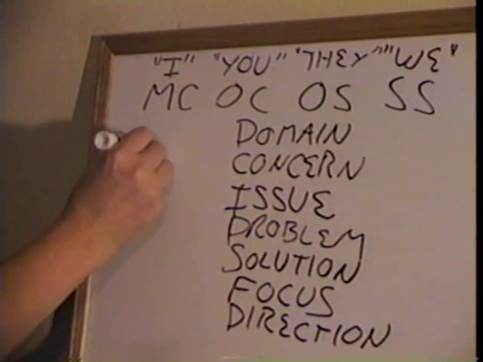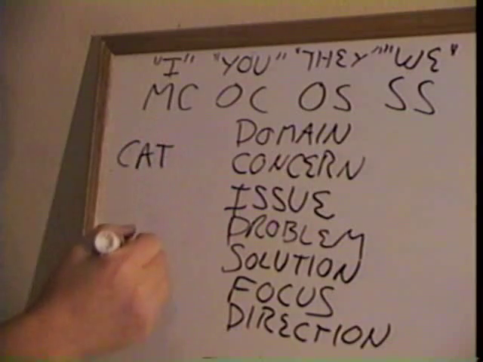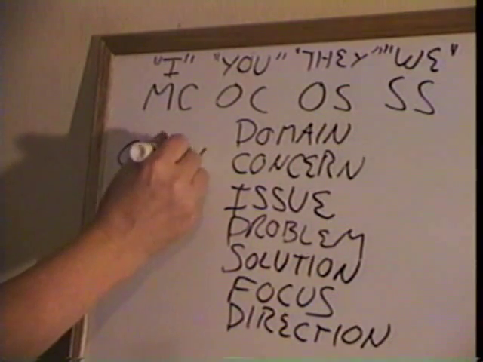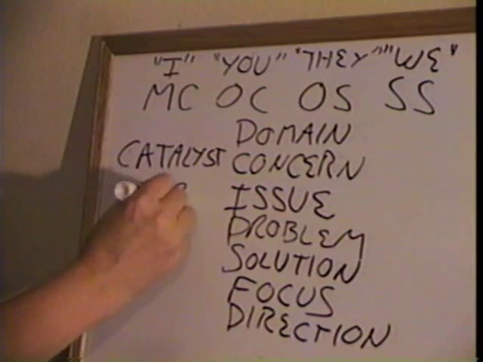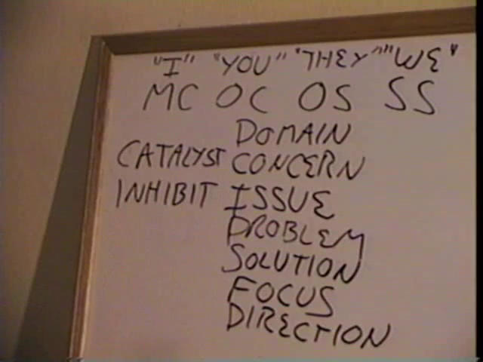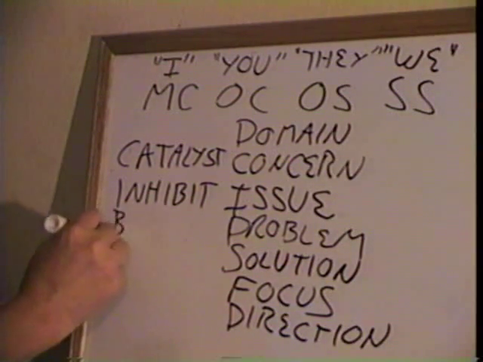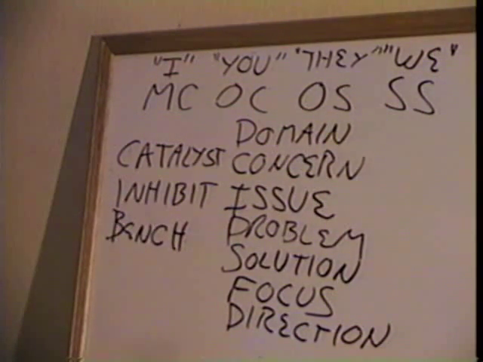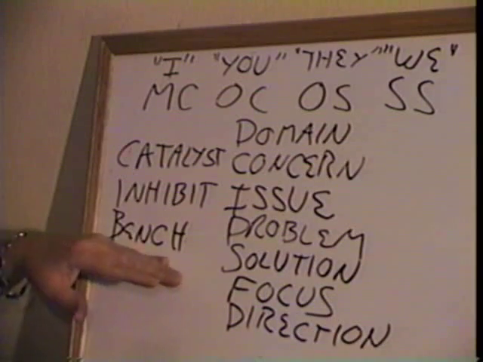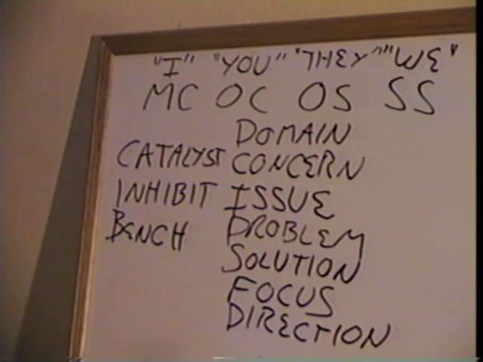Catalyst, A-L-Y-S-T. Inhibitor, I'll just put inhibit. And then I'll mention the 3rd one right now. Originally it was called stipulation, and the name was changed to benchmark to better understand what it does. Not as scientific sounding, but easier to get a grip on what it's supposed to be doing. A measuring stick or a benchmark, a lot easier to understand than a stipulation.